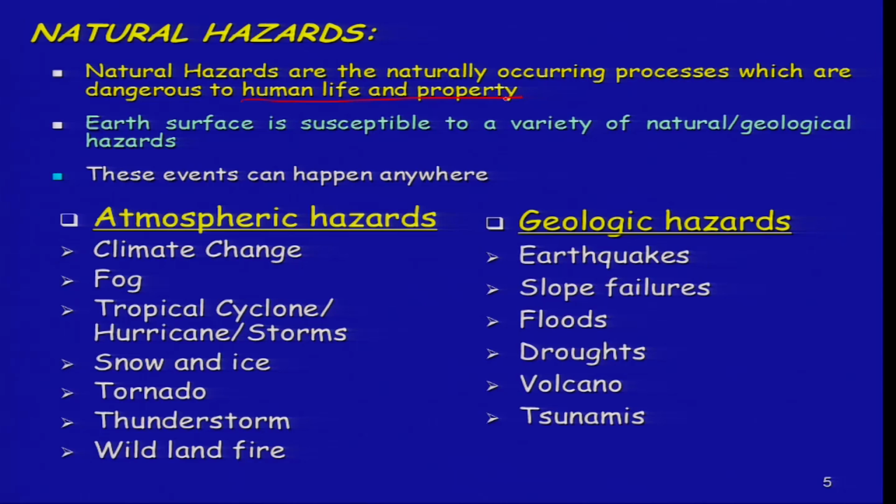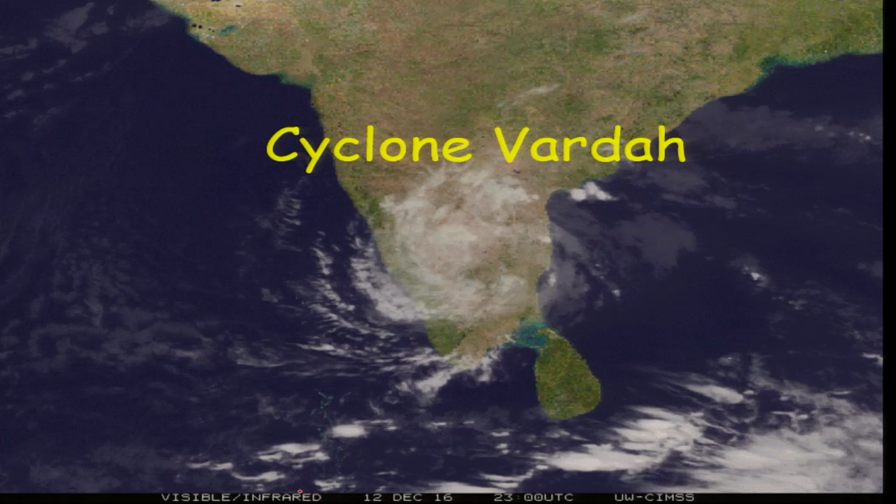So, there are a number of things which are hazardous, and we have been talking about, for example, climate change. Of course, because of the increase in temperature and all that, we are facing a lot of problems, and we have experienced in the recent past several extreme events. So, this was the recent one we had, the Vardah cyclone.